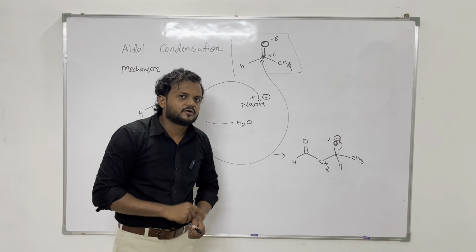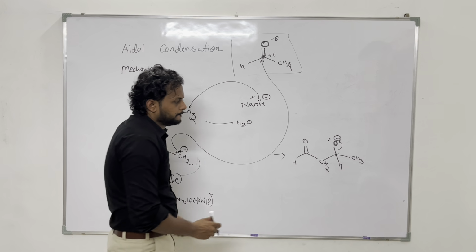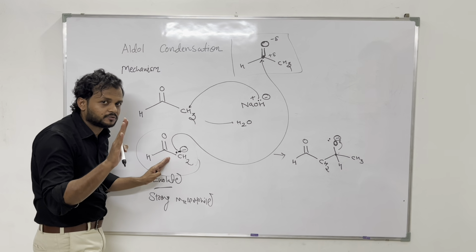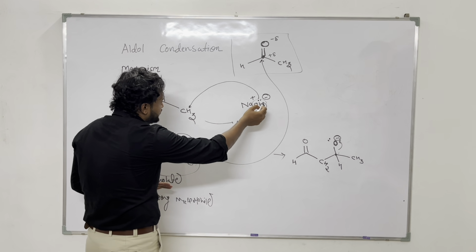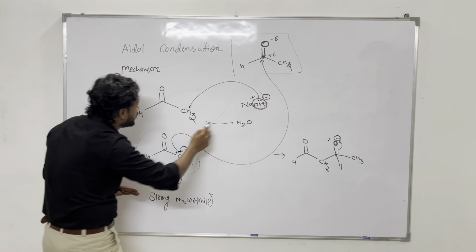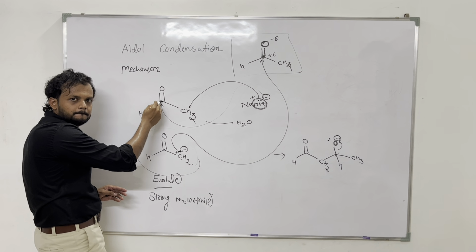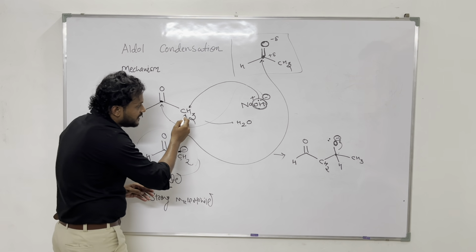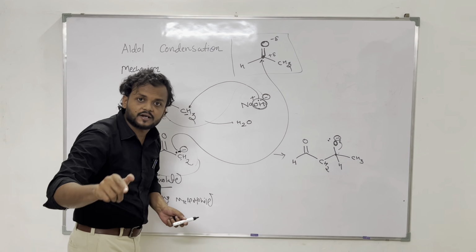If we don't have alpha hydrogen, what is going to happen? There is no formation of enolate. What does it mean? Instead of abstracting the proton, this hydroxide is going to attack the carbonyl carbon, because it is a nucleophile and the carbonyl carbon is an electrophile. So to avoid that, we use an aldehyde or ketone that has alpha hydrogen.